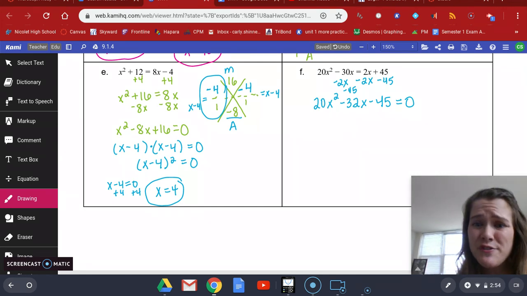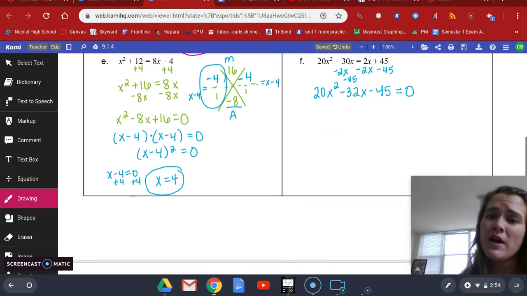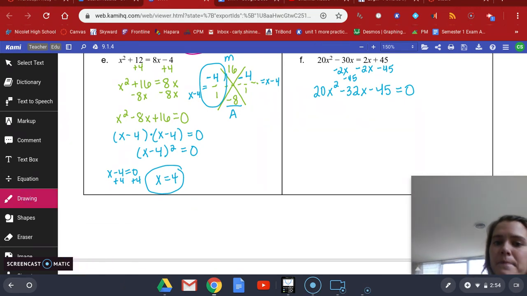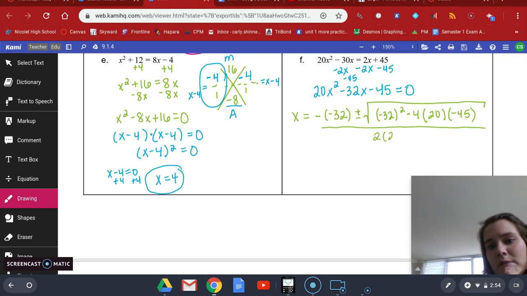Hoofda. I'm going to search for a greatest common factor, but folks, I don't think there is one, is there? So we could try to factor it using diamond, or we could quad. I'm going to quad formula this one because the numbers are so big that I just can't think what's going to multiply to some large number. So I'm going to choose to do the quad formula. So the opposite of -32 plus or minus square root of -32 squared minus 4 times 20 times -45 all over 2 times 20.